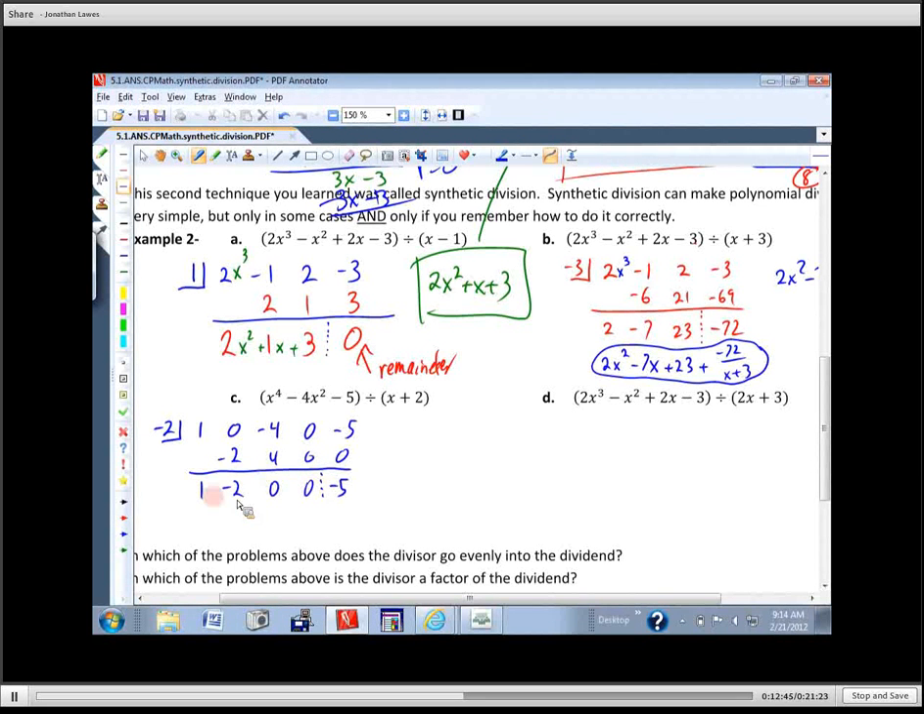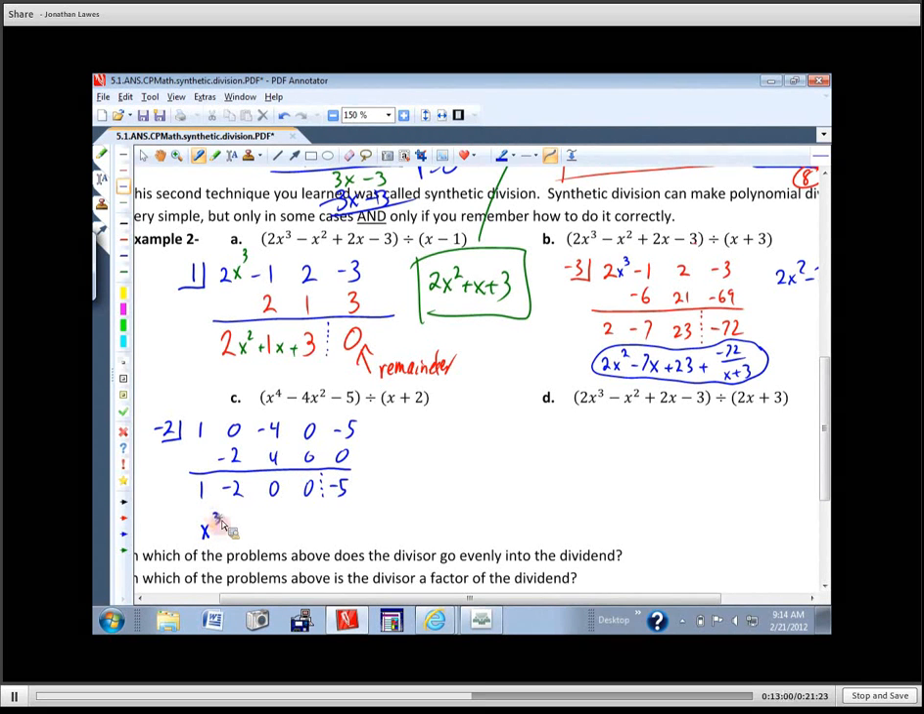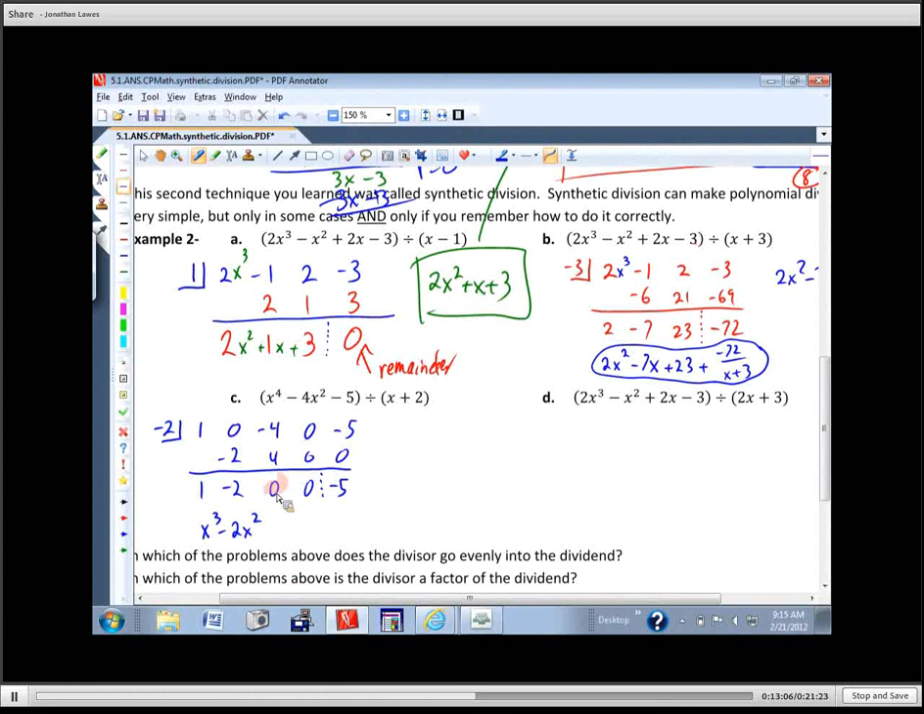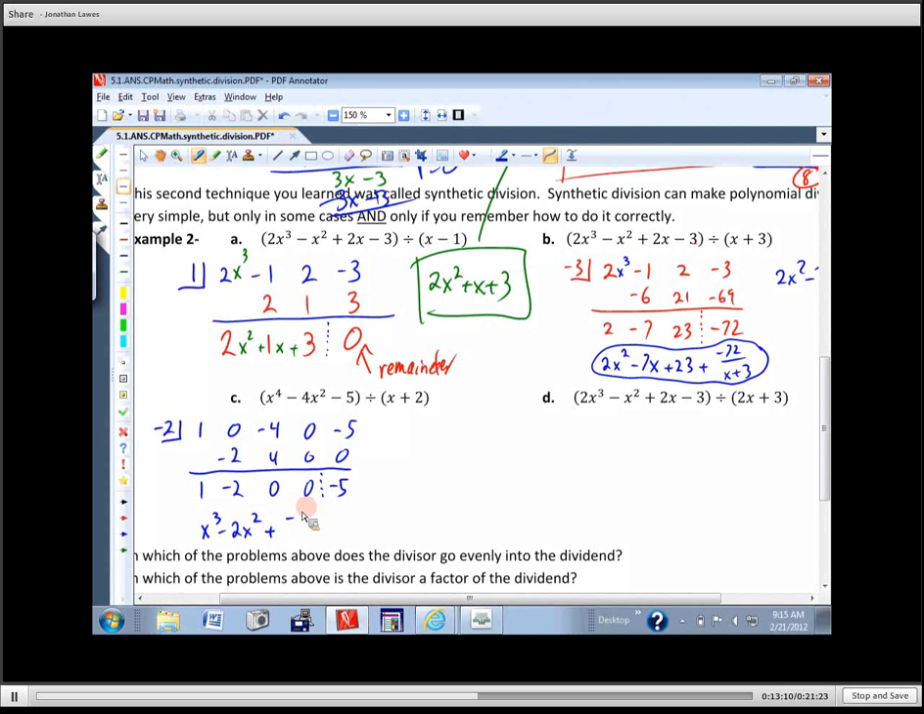What degree would the quotient be? To the third. It's 1 degree less. Sometimes we call this the depressed polynomial, okay, because it got busted from degree 4 to degree 3. So this is going to be x to the third minus 2x squared, and then anything else? Yep. Okay, no x's, no constants. It's just going to be plus negative 5 over x plus 2, and that right there would be the answer. Okay? Any questions?